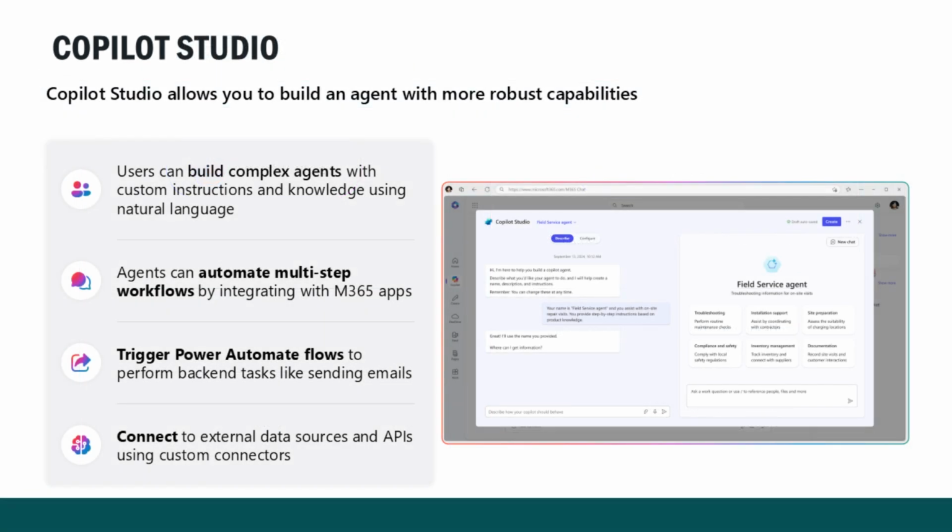Copilot Studio gives makers the ability to move beyond simple question-and-answer scenarios. Agents can be built with structured instructions, knowledge sources, and conversational logic using natural language. They can automate multi-step workflows, integrate with Microsoft 365 apps, and trigger Power Automate flows for back-end tasks. When needed, agents can also connect to external systems using APIs and custom connectors.